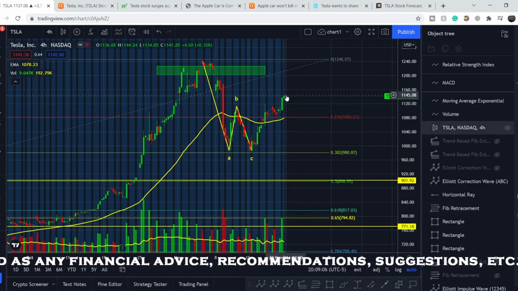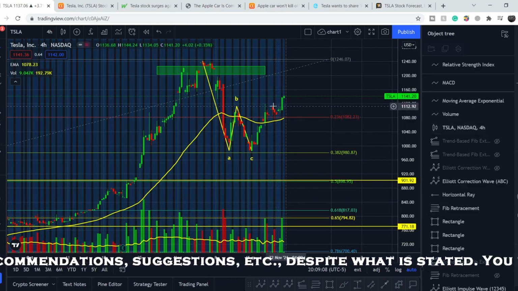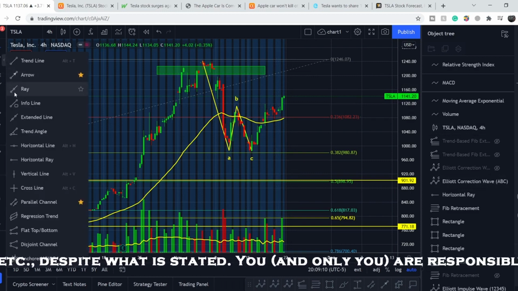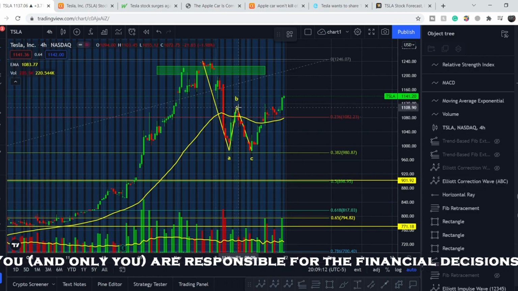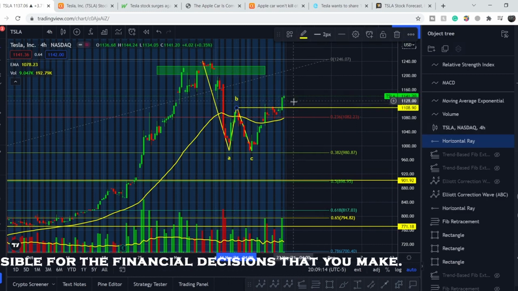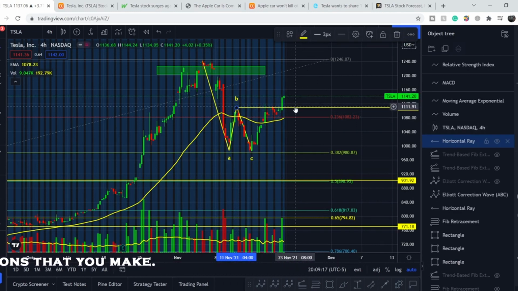And we might have some kind of retracement in order to retest this level. And let me mark it for you, this range of the top of the B wave. And with good conviction of volume, we have to have a bounce in order to achieve new targets.